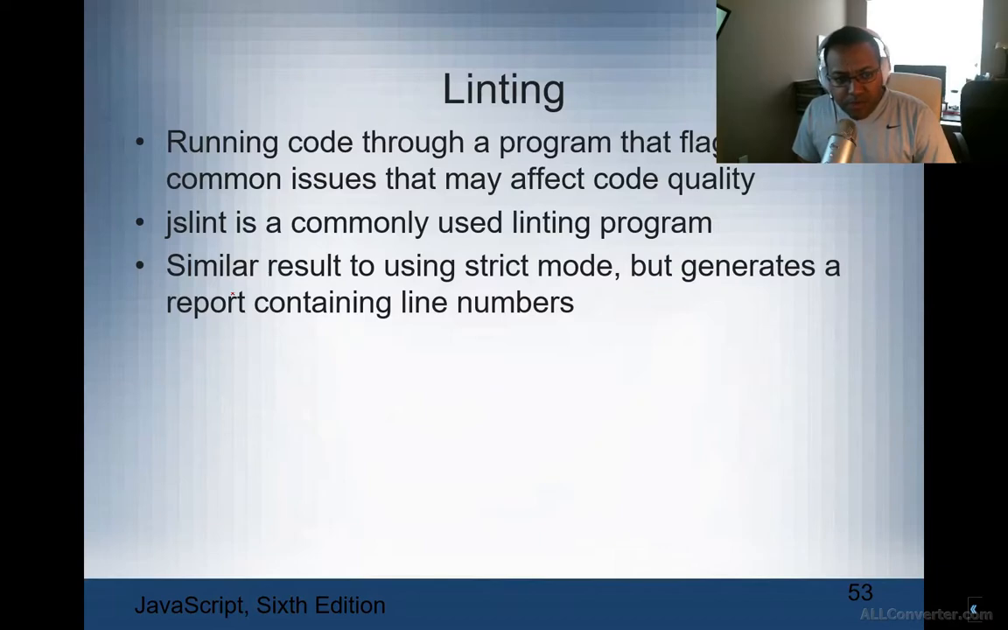Running code through a program that flags some common issues that may affect code quality is also called linting. JSLint is a commonly used linting program. Node.js is also used for debugging, so I'm not sure that linting is as prevalent as it used to be, but I could be wrong. I don't use linting, but I also do code testing in Node.js. Linting uses strict mode, but generates a report containing line numbers to tell you where the errors are.